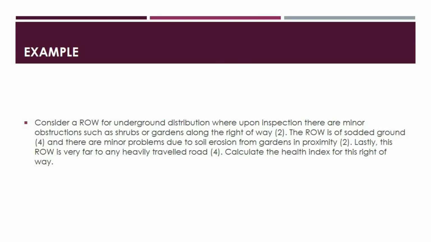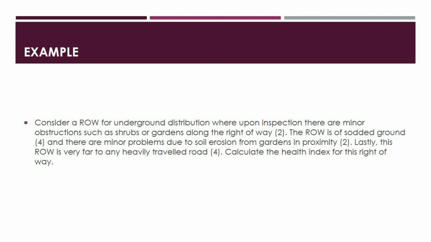So now let us go over the one last example for this course. Consider a right-of-way for underground distribution where upon inspection there are minor obstructions such as shrubs or gardens along the right-of-way, which means that we assign a rating of 2. The right-of-way is of sodded ground, so it's good. So we put a rating of 4 to that.